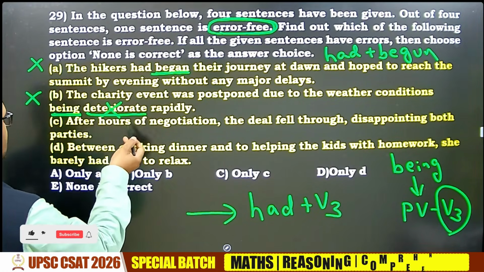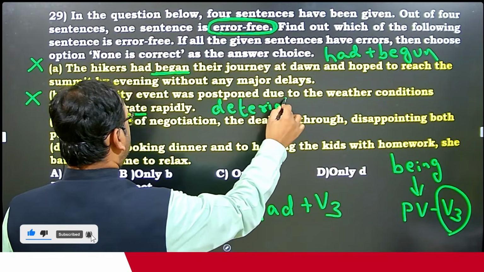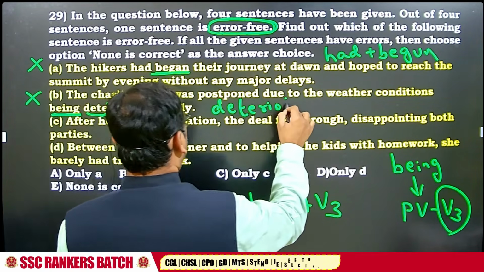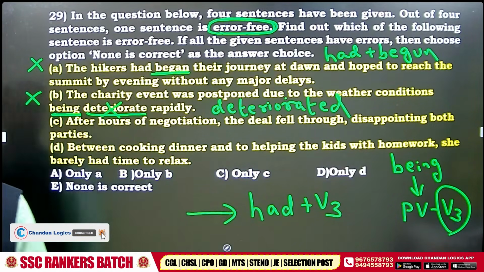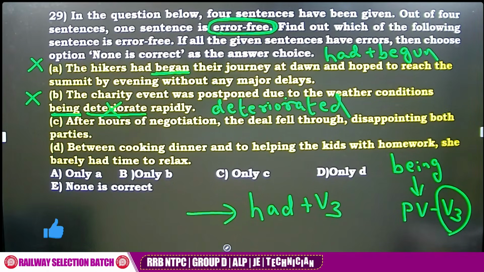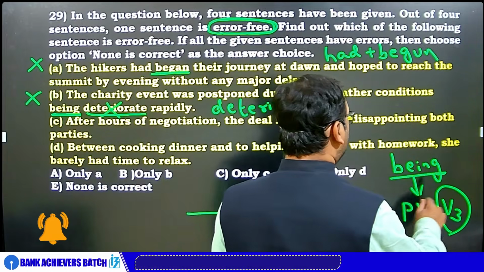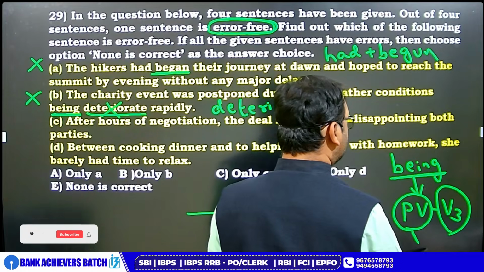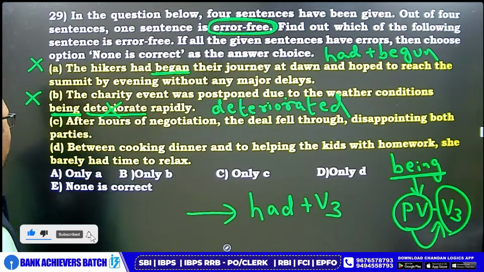Deteriorate is not V3, my dear friends. Deteriorate is V1. So deteriorated should come: being deteriorated. The charity event was postponed due to the weather conditions being deteriorated. Do you understand this shortcut? In the English language, being comes only in passive voice. In passive voice, the verb is always V3, my dear friends.